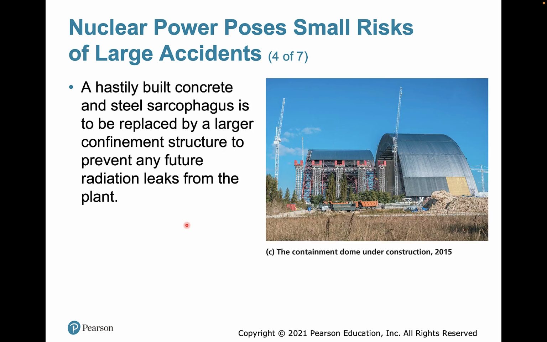So they built a big sarcophagus, kind of like a tomb to entomb it. But then they have since built a larger containment dome. It was the largest moving structure on the planet when they built it. I think it popped into place in 2018 or 2019, pretty recently. So now the levels of radiation exposure have gone down tremendously with the building of this thing.